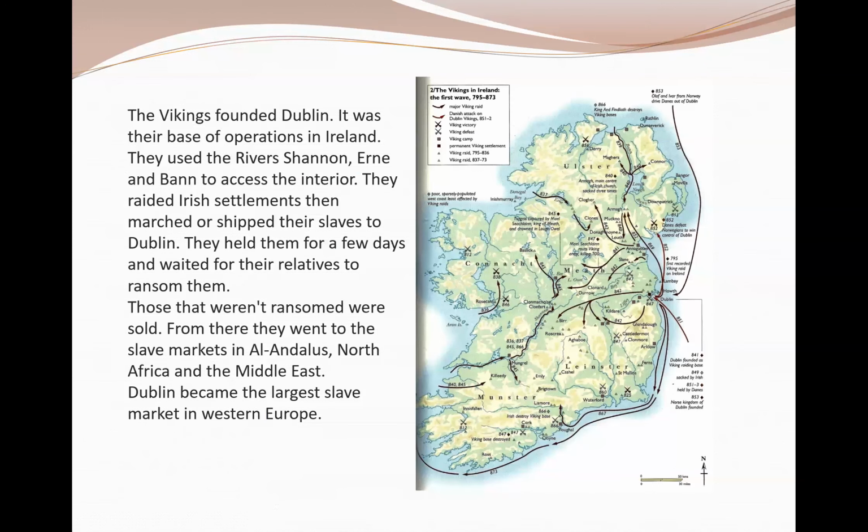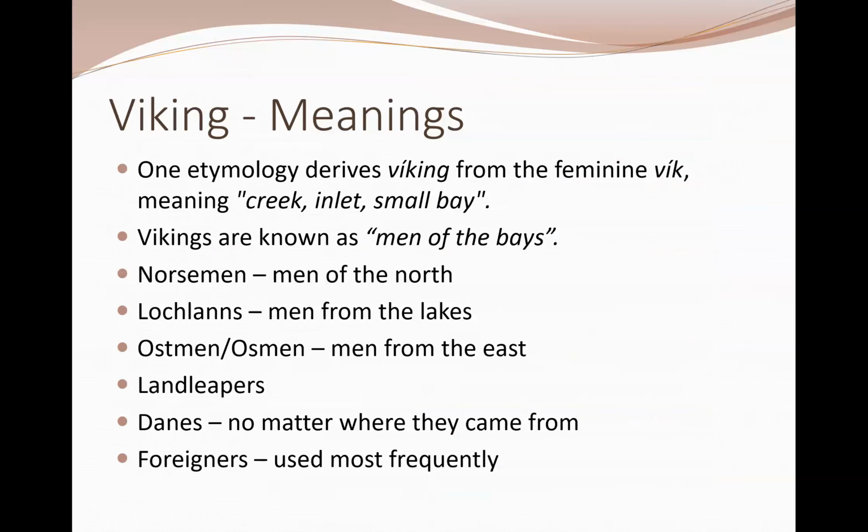They raided Irish settlements, then marched or shipped their captives or slaves to Dublin. They held them there for a few days, waiting for relatives to ransom them. Those that weren't ransomed were sold. From there, they went to the slave markets in Al-Andalus, North Africa, and the Middle East. Dublin, in fact, became the largest slave market in Western Europe.